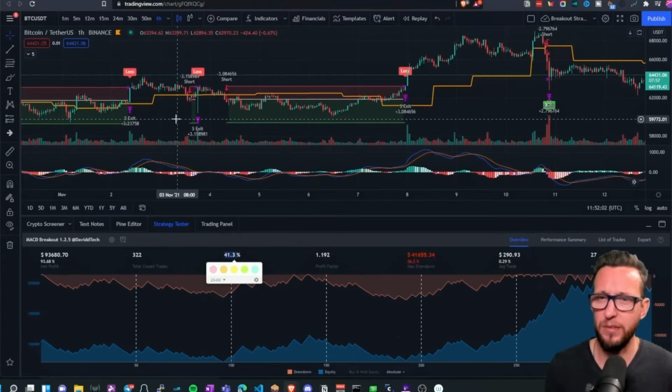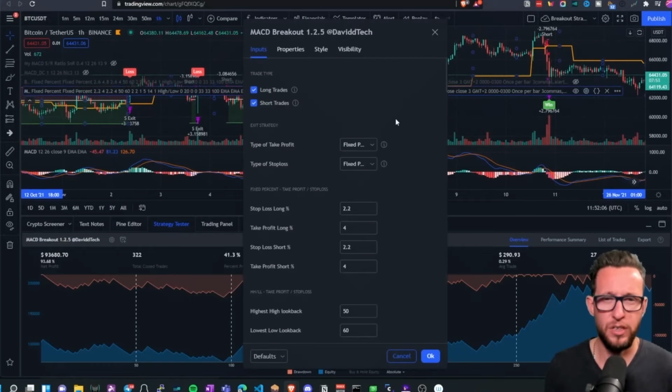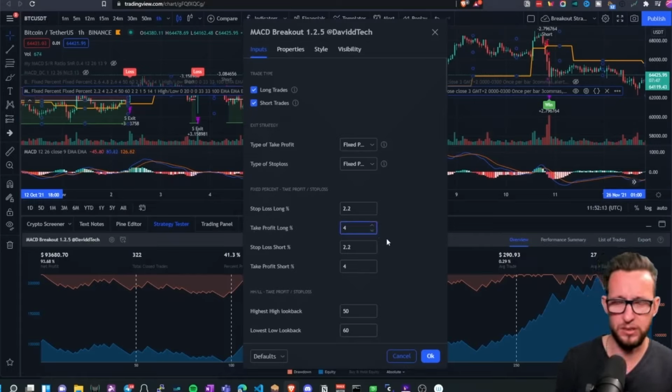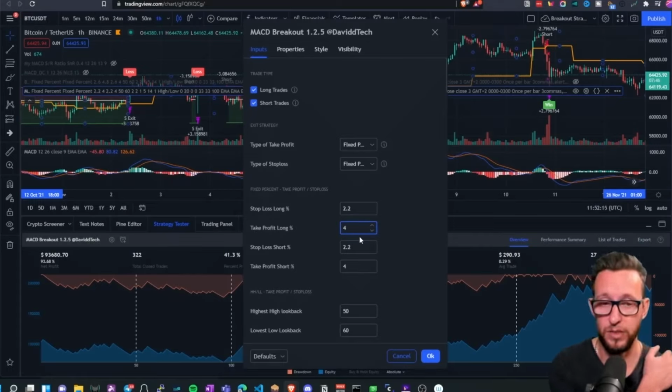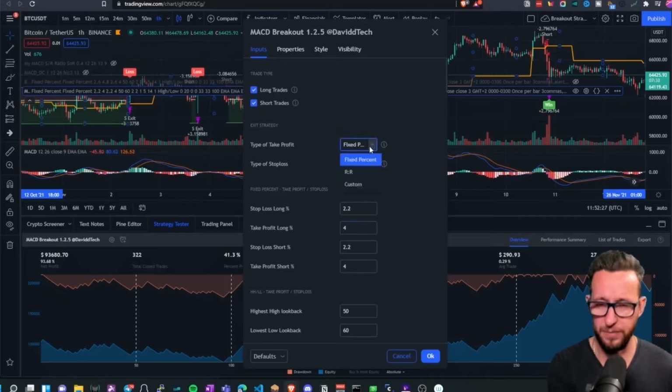Now this is on my default settings. If I go here and literally click the cog, as you can see, we've got a 2.2 stop loss and take profit of 4. So we're almost at a 2 to 1 risk to reward ratio, just under. Now this could be made better by using something like the ATR for taking our stop loss, and maybe adding the ATR function inside my control panel here.